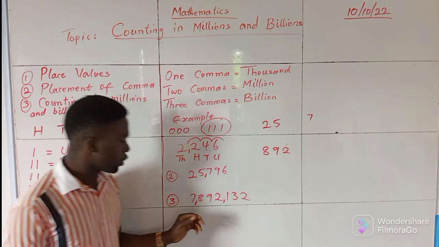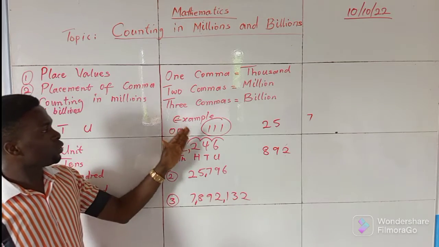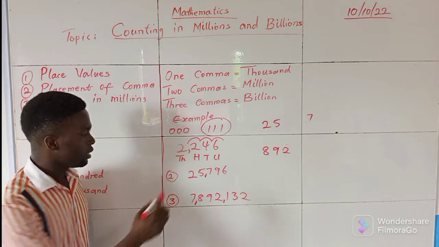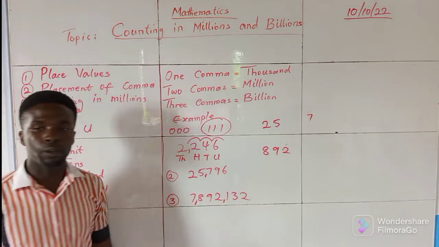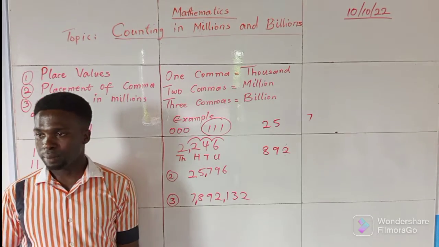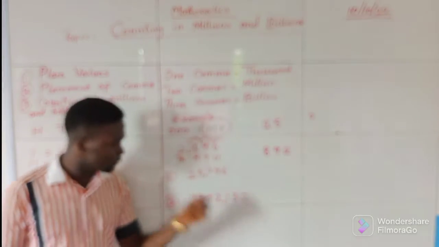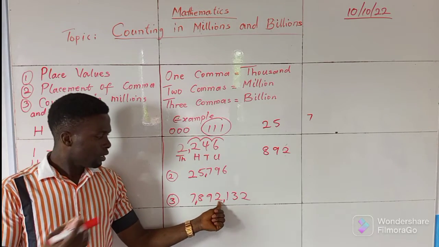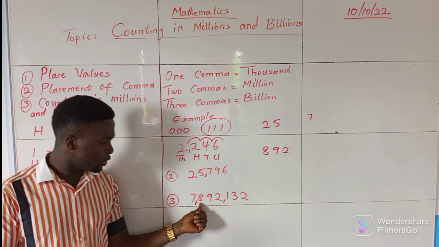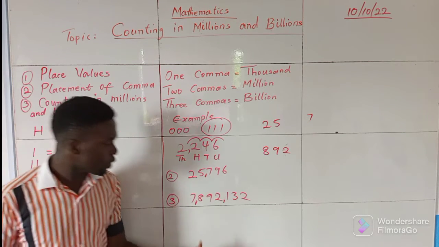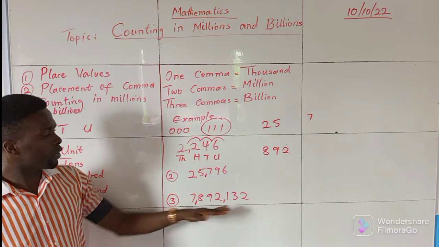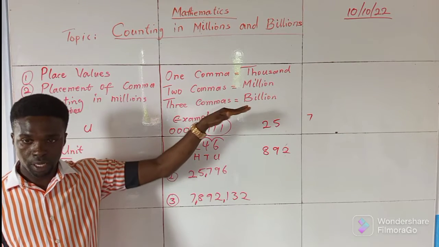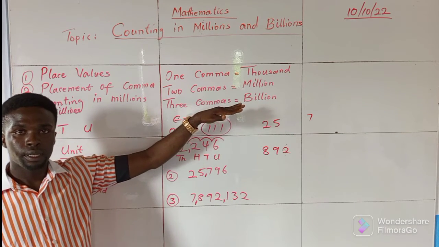7,892,132. So you don't have to forget how to do your grouping. I said you group 3 digits, you count 3 digits before you put your first comma. Then after that, you count again the next 3, and after the 3, you put your comma again. If we continue with this and get to 3 commas, then it means the numbers are up to what? Billion.